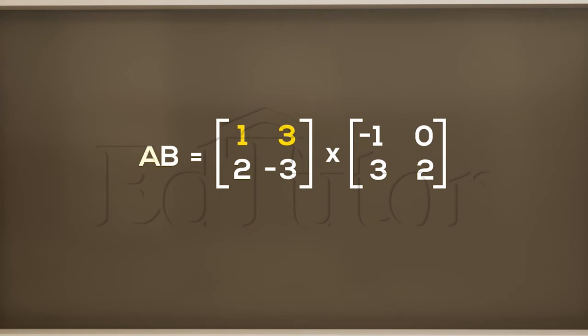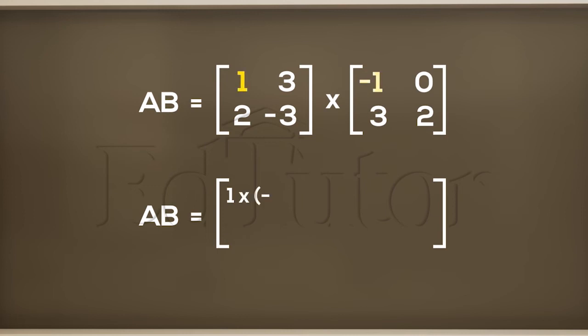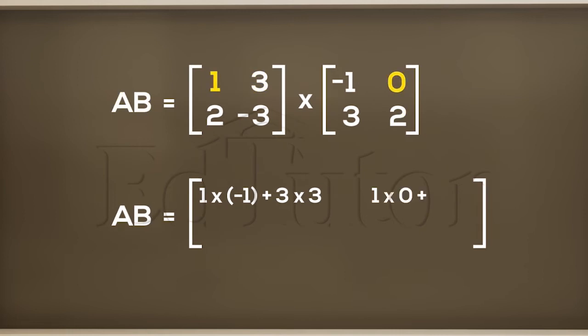Take the first row of A and multiply it by the first column of B. We get 1 multiplied by -1 plus 3 multiplied by 3. Now, just multiply the same row of A with the second column of B. 1 by 0 plus 3 by 2. See what I did there? When I multiply the first row of A by the first column of B, the result is placed in the first row of the resultant matrix AB.